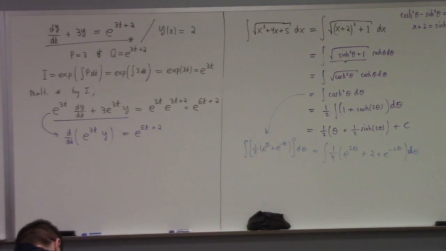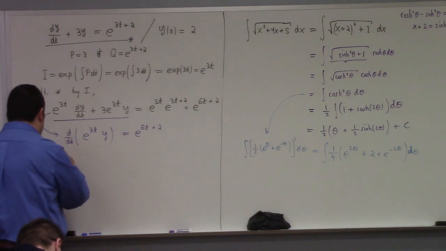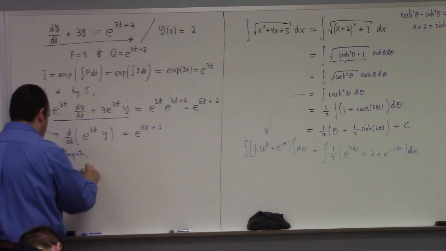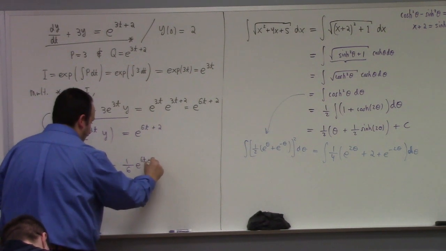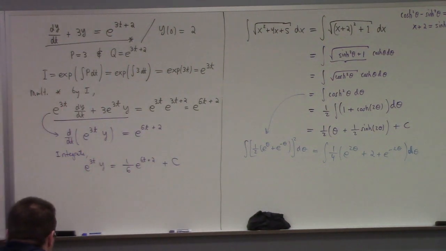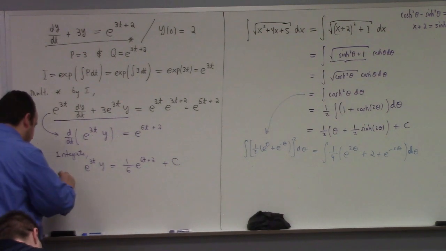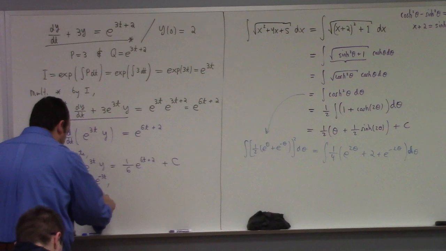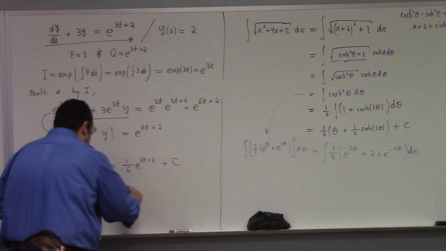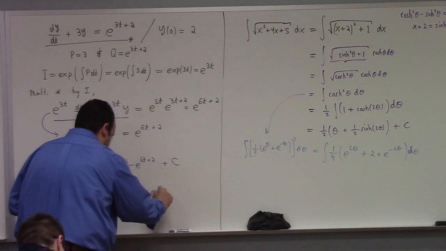Now we can integrate both sides. What do we get? We get e to the 3t times y equals 1/6 e to the 6t plus 2 plus some constant. Making a u equals 6t plus 2 substitution brings out a 1/6, right? If you don't believe me, differentiate the right-hand side and see if you don't get back to e to the 6t plus 2. And then what? Multiply by e to the minus 3t, and that gives me y equals 1/6 e to the 3t plus 2 plus c e to the minus 3t.